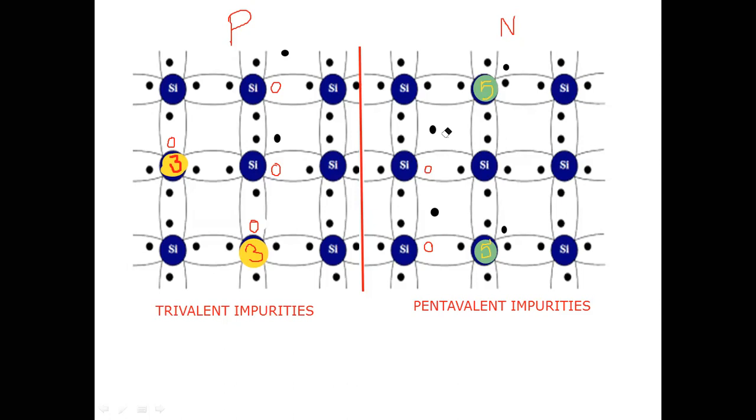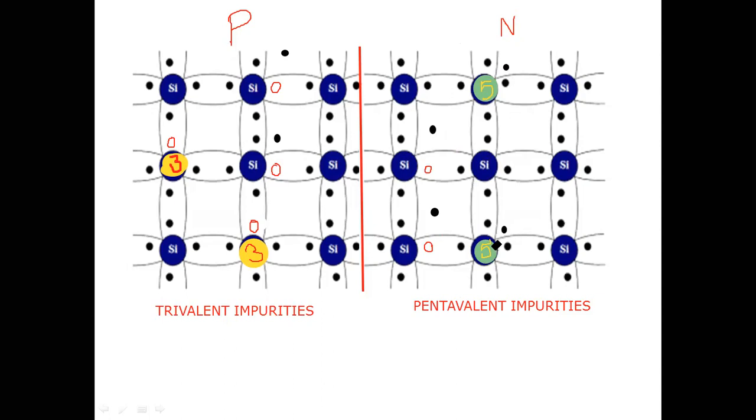Since there are plenty of vacant energy levels in the conduction band, if I apply a little potential difference, then the electrons will move randomly and they constitute electric current, right? So one thing to remember here: every trivalent atom has a hole, and every pentavalent atom has an electron here, right?